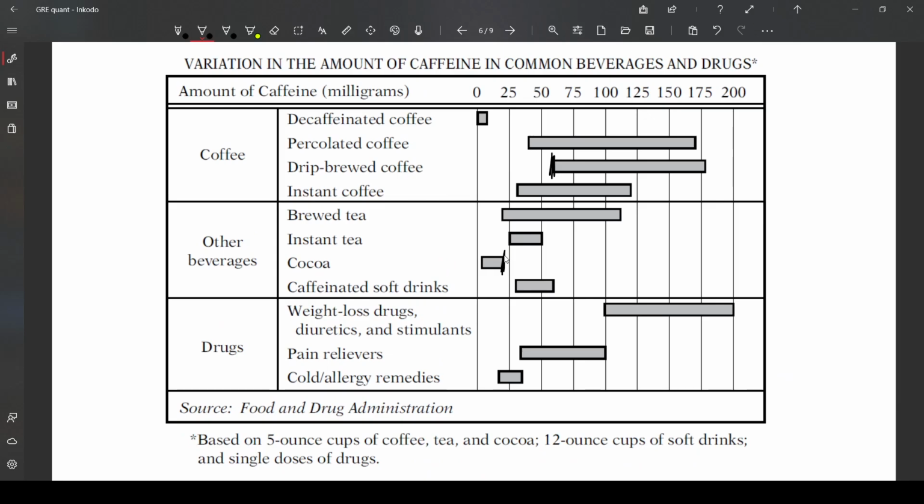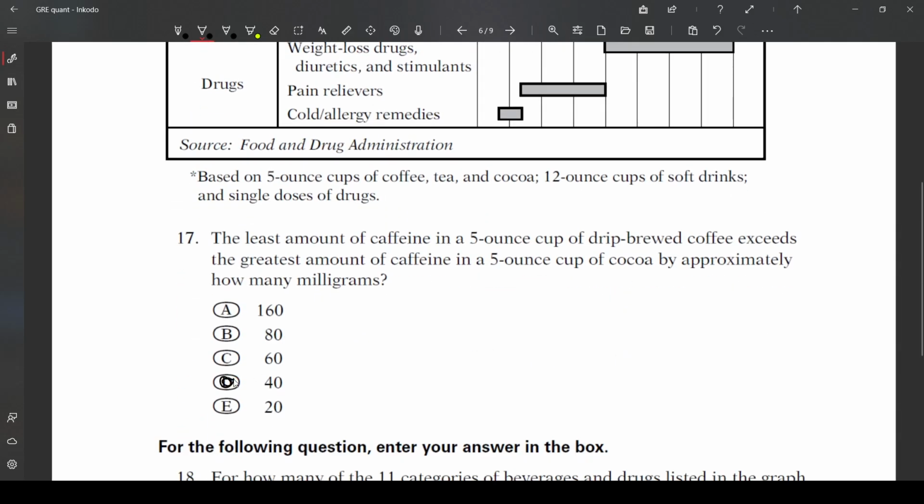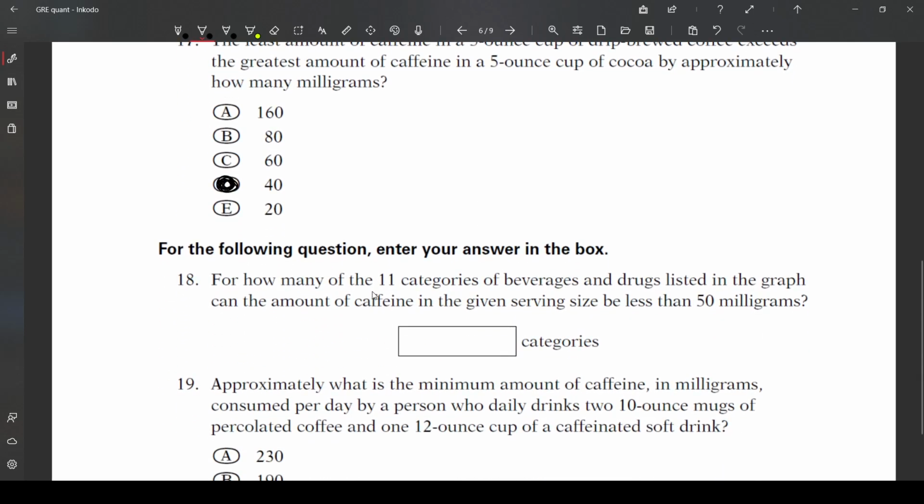So if I had to estimate, this was like 20, and then this is like 60. So like 40. It's around 40. Alright. For how many of the 11 categories can caffeine in the given?